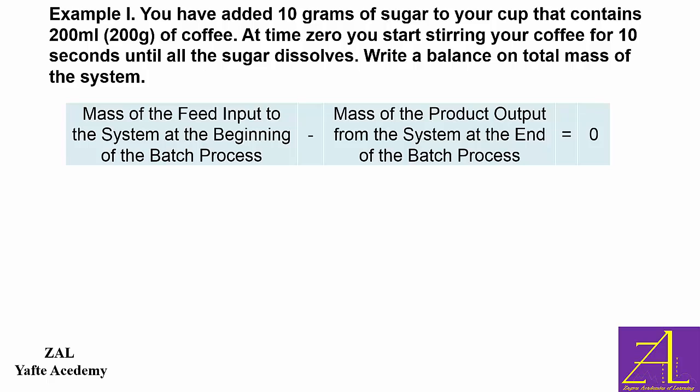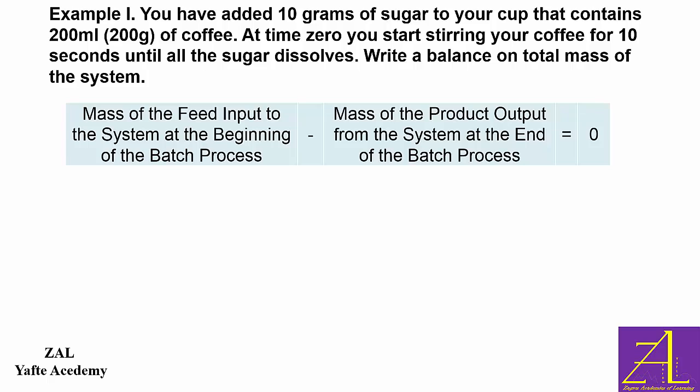In example 1, you have added 10 grams of sugar to your cup that contains 200 grams of coffee. At time 0, you start stirring your coffee for 10 seconds until all the sugar dissolves. We would like to write a mass balance on total mass.